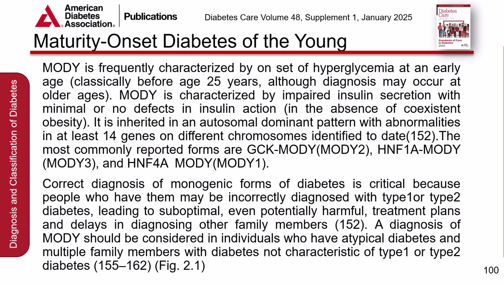Correct diagnosis of monogenic forms of diabetes is critical because people who have them may be incorrectly diagnosed with type 1 or type 2 diabetes, leading to suboptimal, even potentially harmful, treatment plans and delays in diagnosing other family members. A diagnosis of MODY should be considered in individuals who have atypical diabetes and multiple family members with diabetes, not characteristic of type 1 or type 2 diabetes.